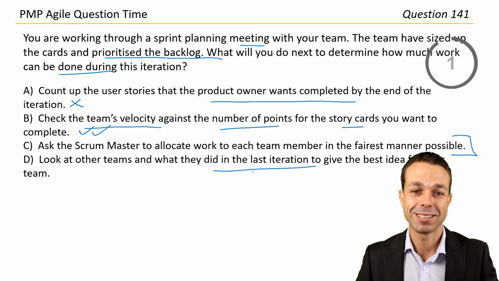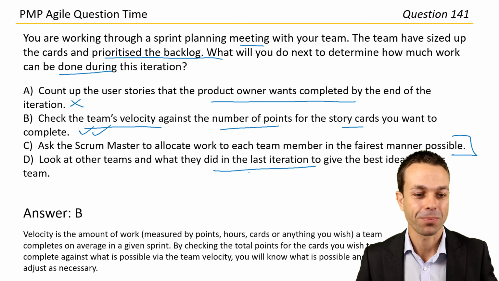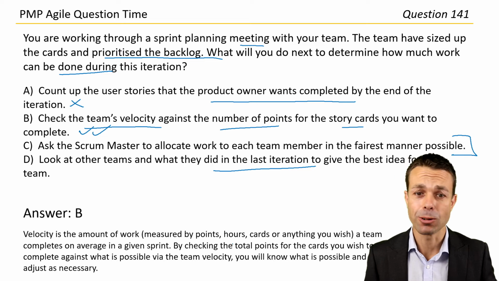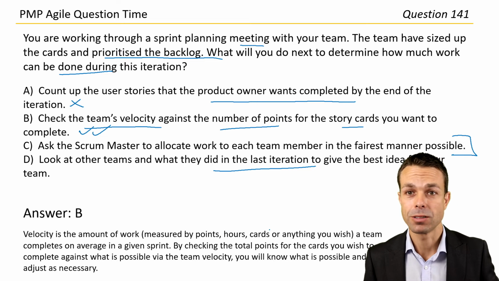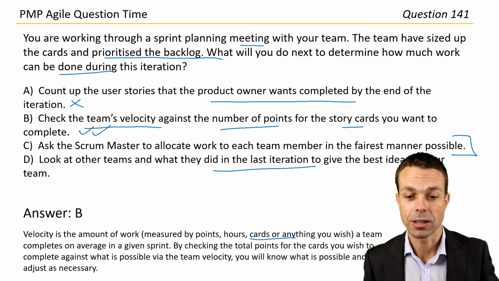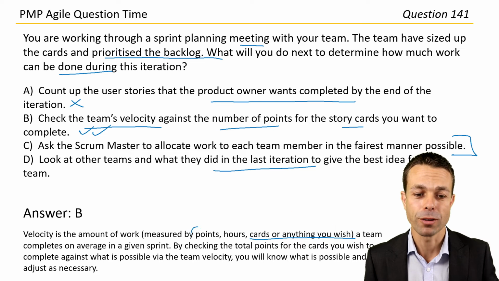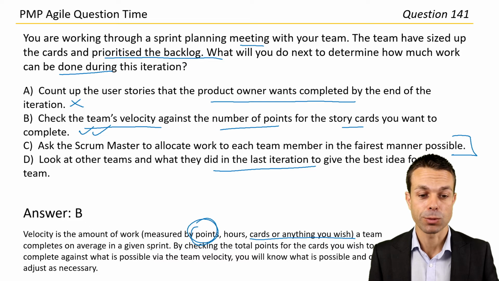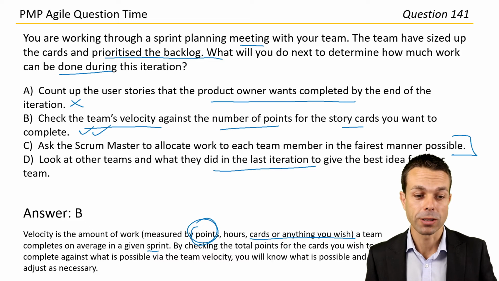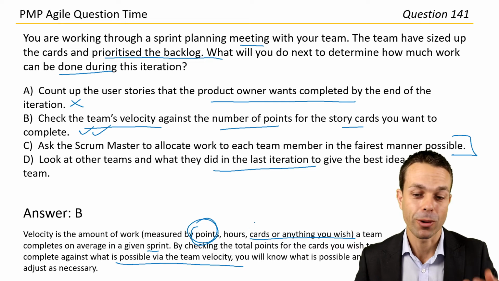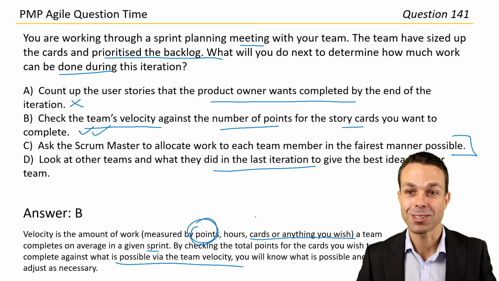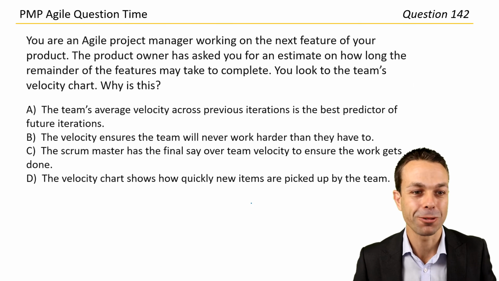So for our purposes, let's go with answer B. Velocity is the amount of work measured by points, hours, cards, t-shirt sizes, or anything that you wish, as long as it's agreed with the team. Most often by points though. A team completes on average in a given sprint. By checking those total points and checking them against the possible team velocity, then we'll figure out how much we can complete in the upcoming sprint. That's great. All right, good job guys. Let's see what we've got next.